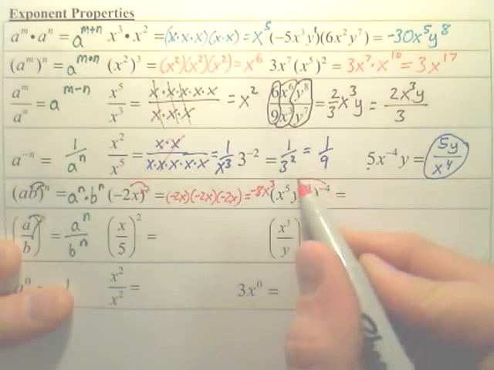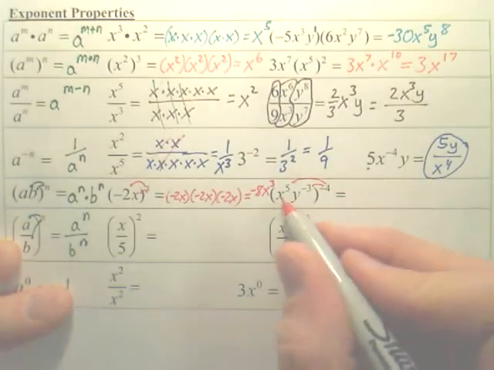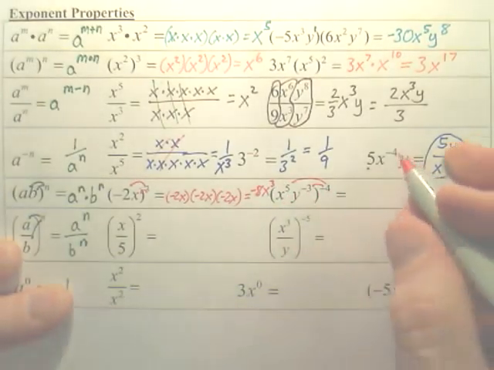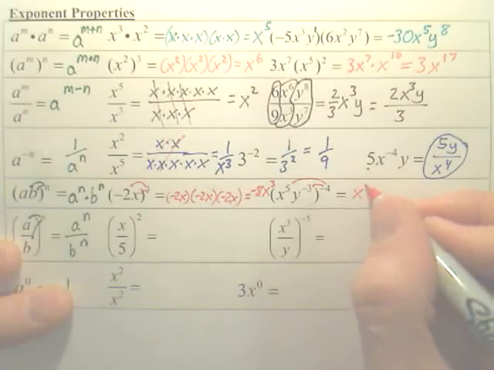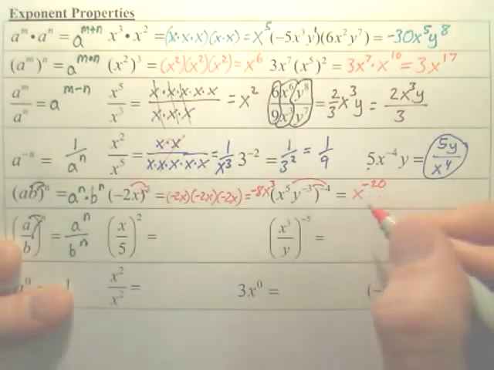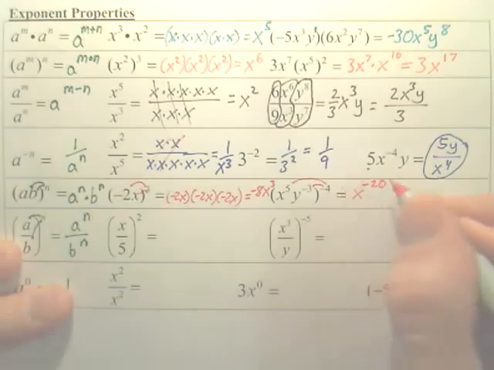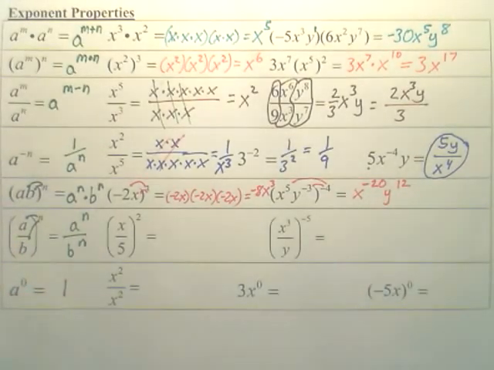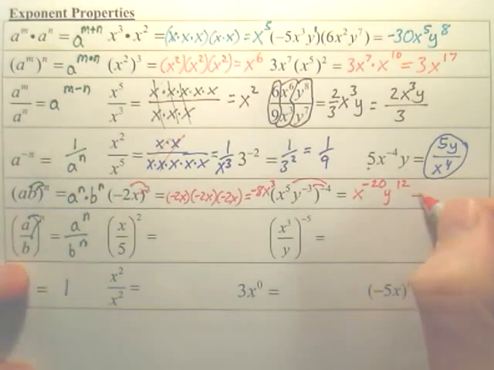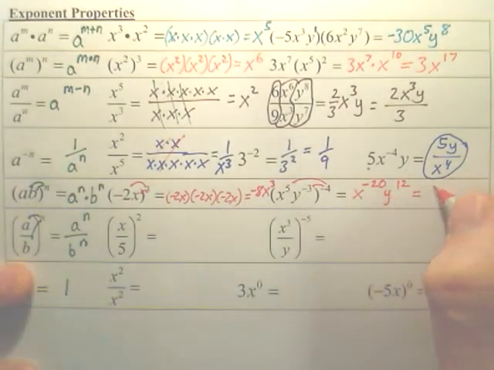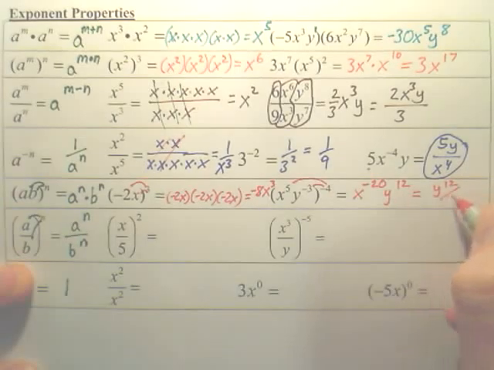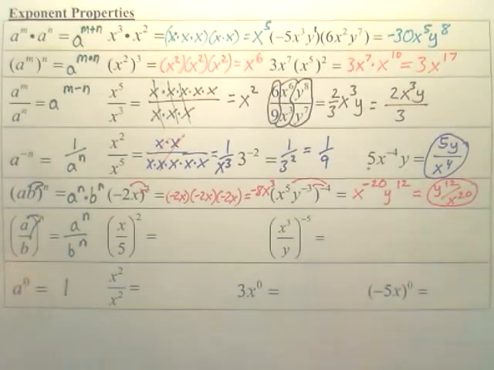Here, we're going to distribute this to both pieces. So x to the fifth to the negative fourth is going to be x to the negative 20th. Y to the negative third to the negative fourth is going to be y to the positive 12th. Are we done? No, we're not allowed negative powers, so I'm going to drop that negative. This would be y to the 12th over x to the 20th. That's your final answer. You can't have negative powers.